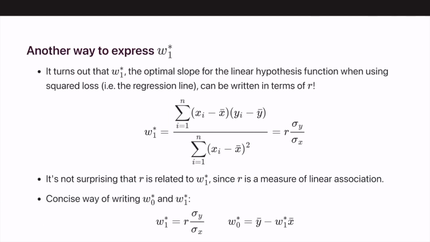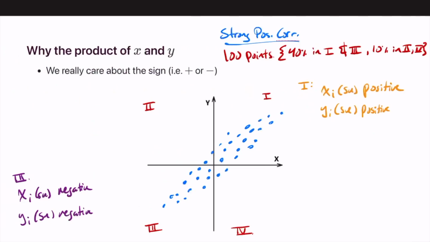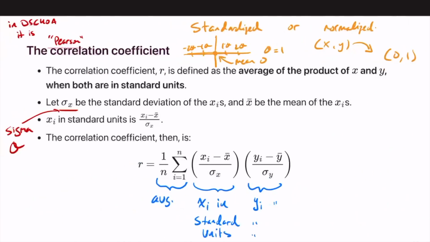do that next. Okay, so prove that W sub 1 star is equal to R times sigma sub y over sigma sub x. So we want to show that the optimal slope, which we've already proven before to be this, is also just this. And that correlation equation we got from back here.